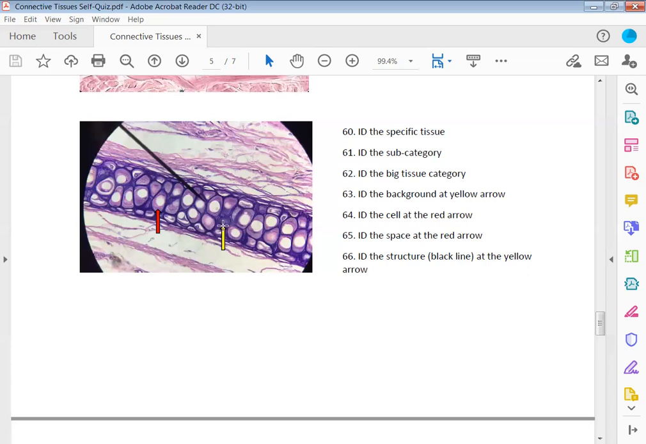And you can see the really dark black line right here. That black line is going to be elastic fibers.